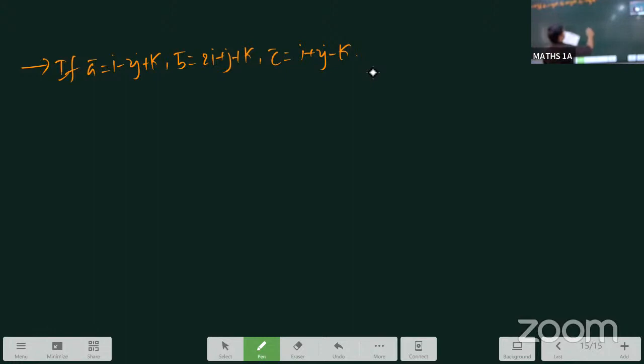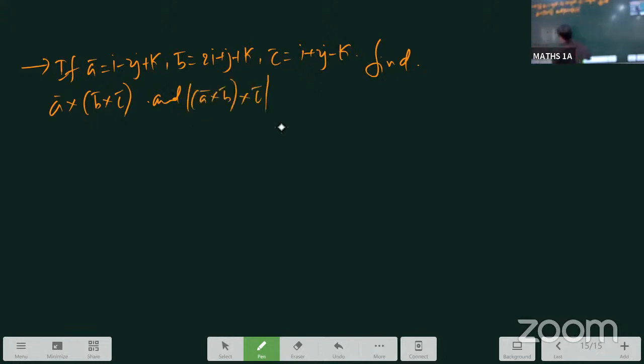Then find A bar cross B cross C and mod of A bar cross B cross C. These are easy questions and important questions. Is it clear? Right. Let us finish off this.